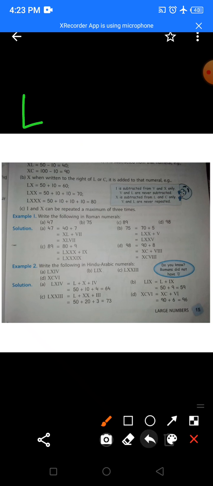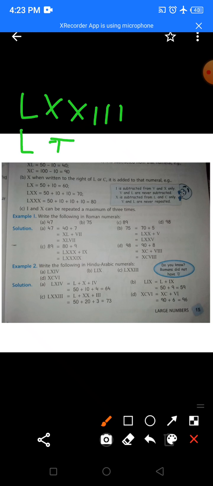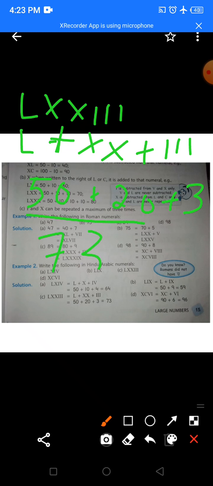Now look, what is the question saying to you? The question has these digits. Okay. Now you will separate it. 50. Then you have, this is 20. Then you have 3. So 50 plus 20 plus 3. So 50 plus 20 is 70 and 70 plus 3 is 73. This will be your answer, children.